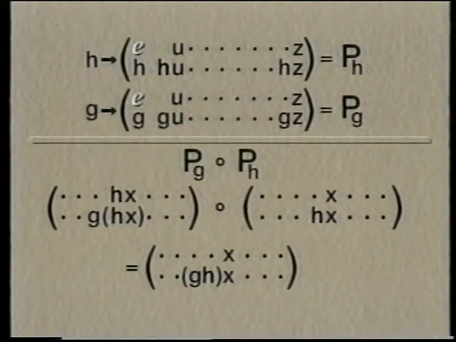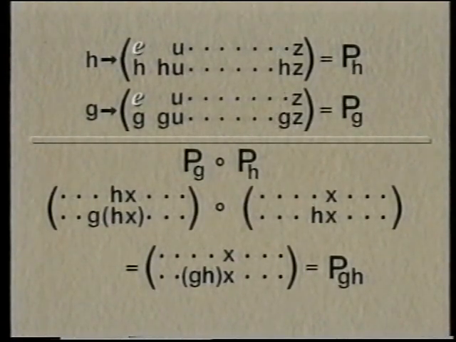So PG combined with pH is the permutation obtained by multiplying everything on the left by gh. That is, it's PGH, the permutation associated with the element gh. And that's all we need. The permutations combine in the same way as the corresponding elements of the original group G. So the set of permutations is a group isomorphic to the original group.